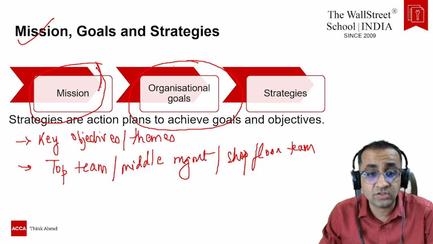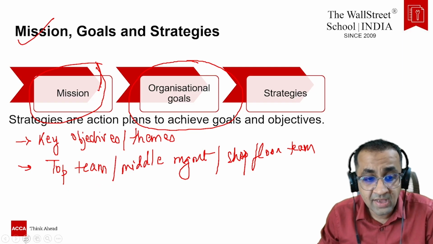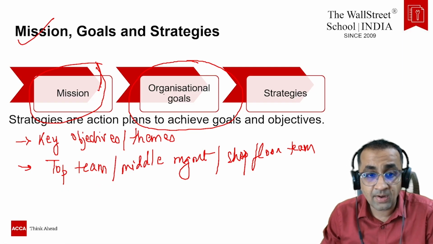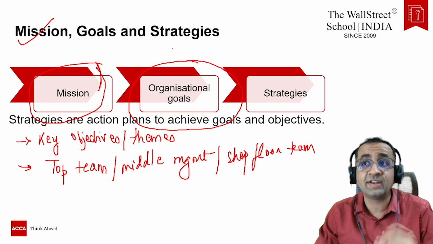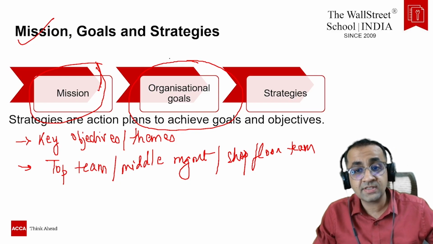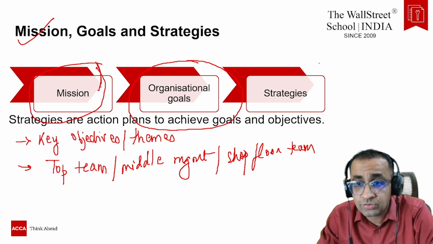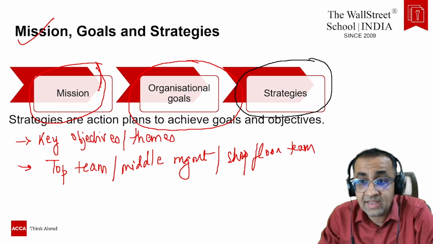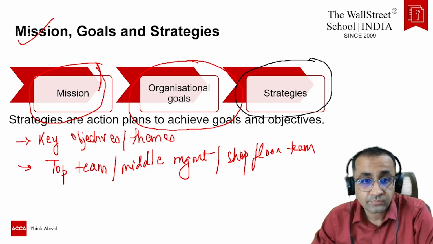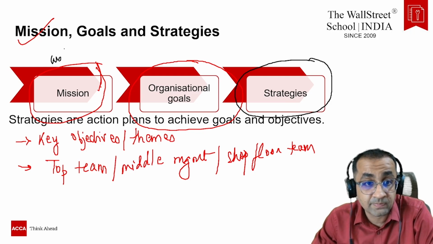And then organizations will decide on their organizational goals. In order to achieve these missions, what is our organizational goal? How do we wish to achieve this mission? What is the larger goal that we want to achieve for this mission? That is what the organization will decide. And then after that, to achieve those goals, they will formulate the strategies accordingly, right? So let's say one of the missions of the company is customer satisfaction.